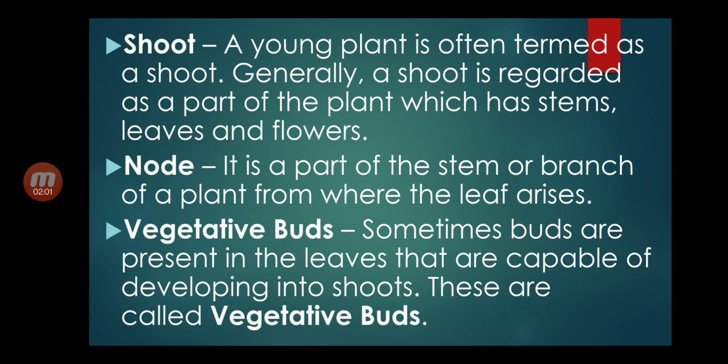Shoot. A young plant is often termed as a shoot. Generally, a shoot is regarded as a part of the plant which has stems, leaves and flowers. Node. It is a part of the stem or a branch of a plant from where the leaves arise. Vegetative buds. Sometimes buds are present in the leaves that are capable of developing into shoots. These are called vegetative buds.